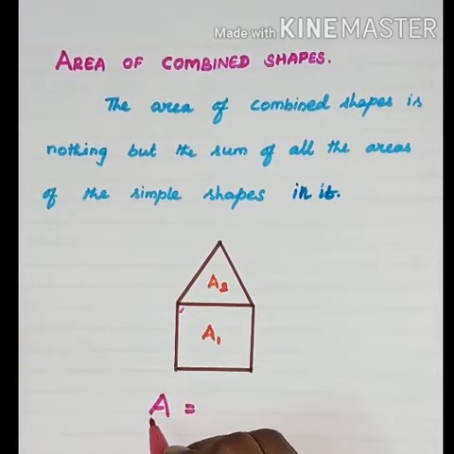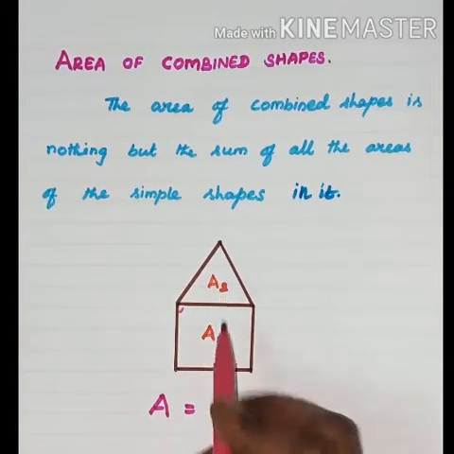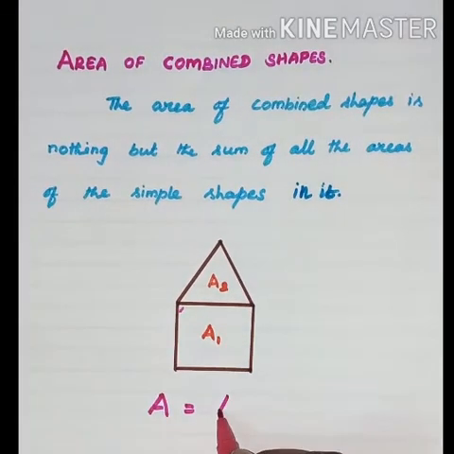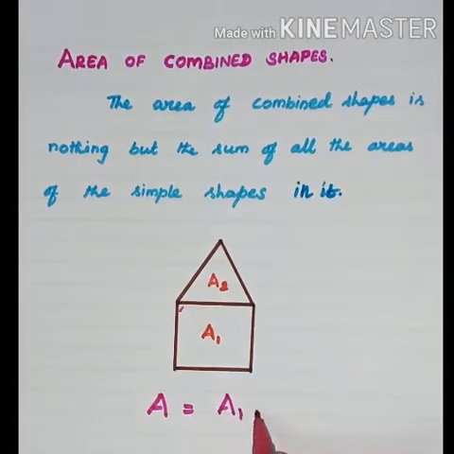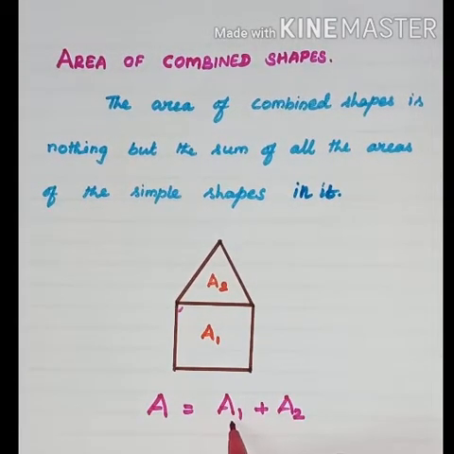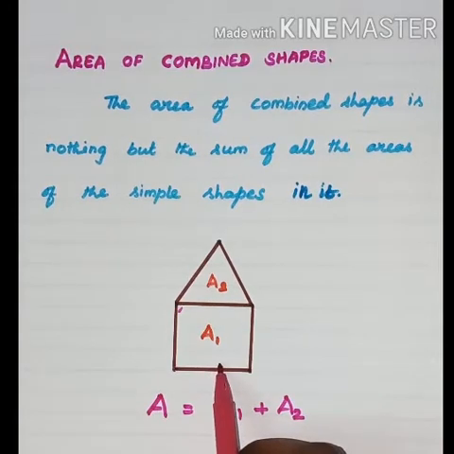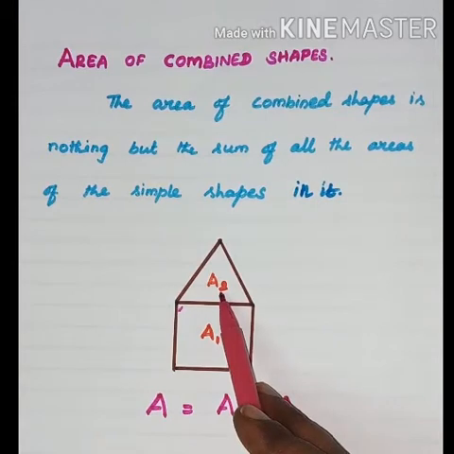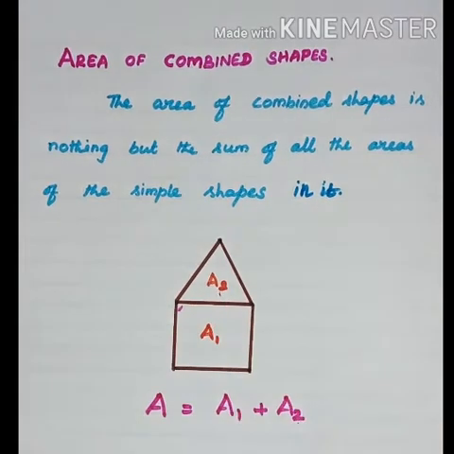That is, the total area of the combined shape is denoted by a letter A. Here, the letter A denotes the area of the combined shape. This is nothing but A1 plus A2. Here A1 is the area of the square and A2 is the area of the equilateral triangle.